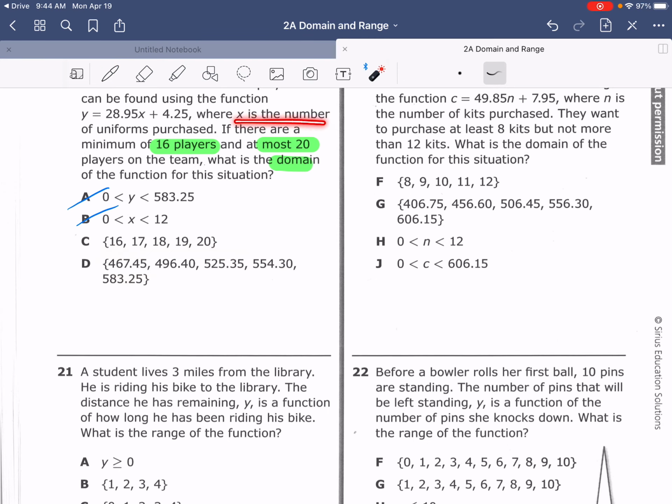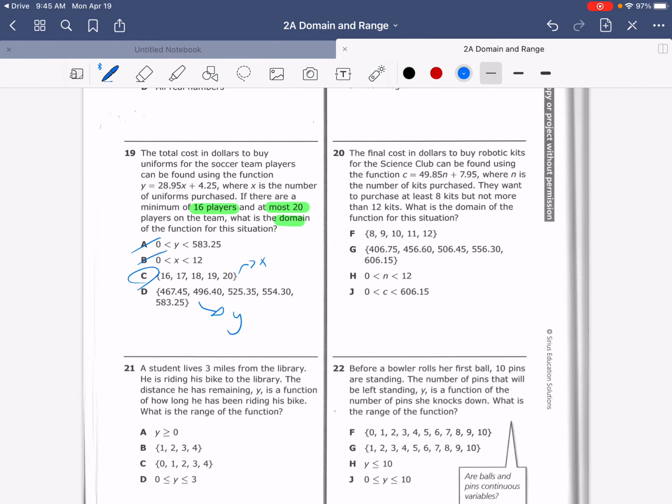Domain X represents what? The number of uniforms. So we have 16 players, and the Y value stands for the price. This one is the domain because this one is the X value. This one is the price of the uniforms total, the Y value. So it's going to be C. It's the same thing here.